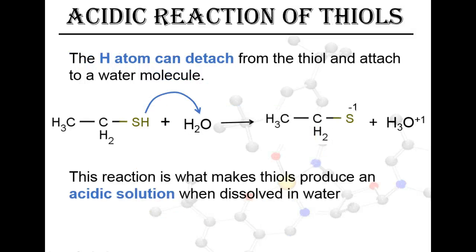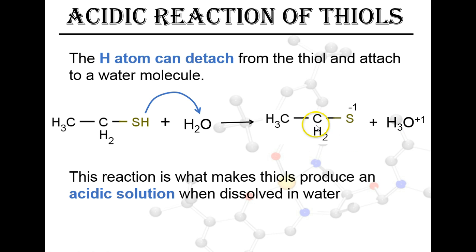Our last reaction for thiols are acidic reactions. And this is when we take a thiol and we're going to pop off the hydrogen in solution, which is water, and it's going to make an H3O, which is a hydronium ion, and it has a positive charge. The more hydronium ions that are in solution, the more acidic that solution is.